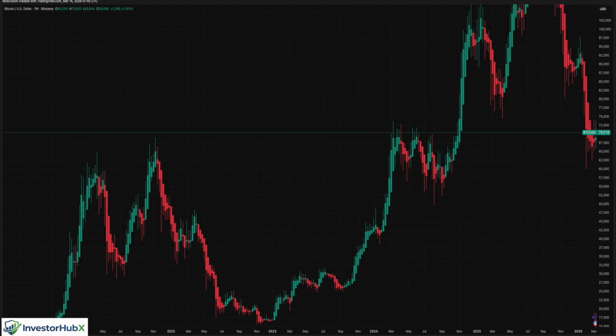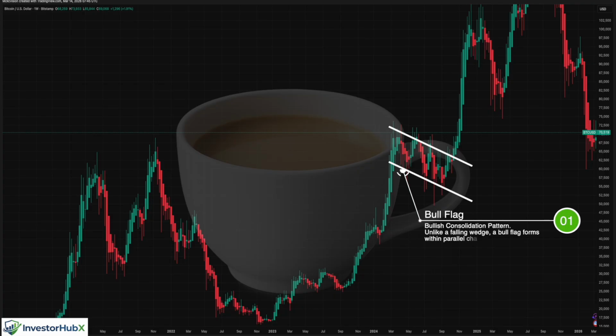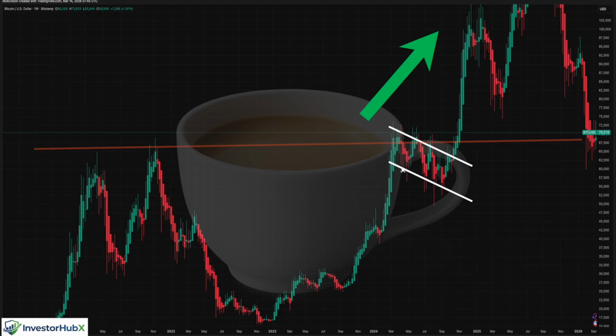This is Bitcoin on the weekly time frame. Can you see the cup and handle pattern forming here? This time, the handle takes the form of a bull flag. A bull flag is another bullish consolidation pattern. Unlike a falling wedge, a bull flag forms within parallel channels. Traders can enter the trade in two ways. The first entry is an early entry, when the price breaks out of the bull flag. Alternatively, traders may wait for the main confirmation, which occurs when the price breaks above the neckline, completing the cup and handle pattern. After a cup and handle breakout, the market often experiences a strong and sometimes violent upward move.